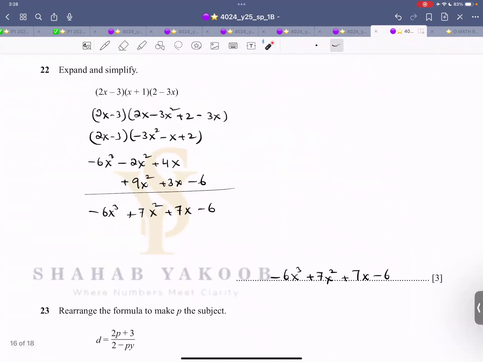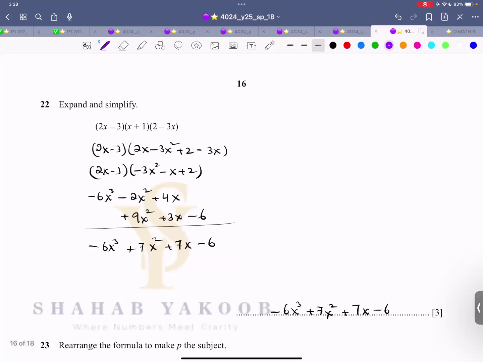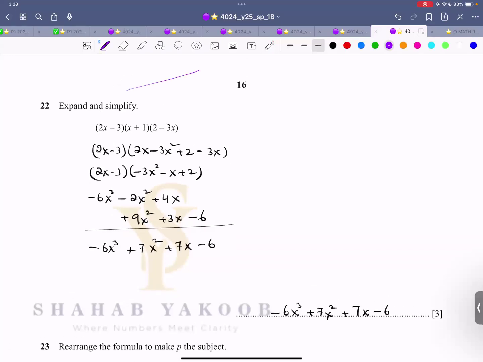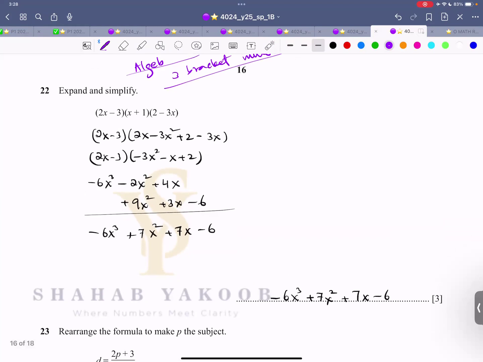So this thing is also done. Now, this is also new syllabus: multiplying out three brackets, the three bracket multiplication problem. And yes, cubic is also there, which is very important. Expand and simplify. So what I do is that I first take two brackets.